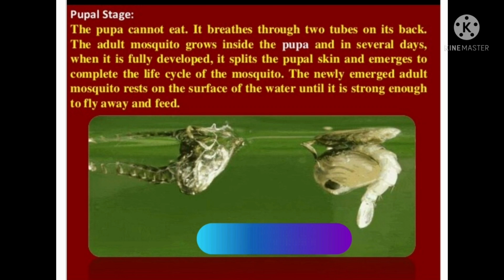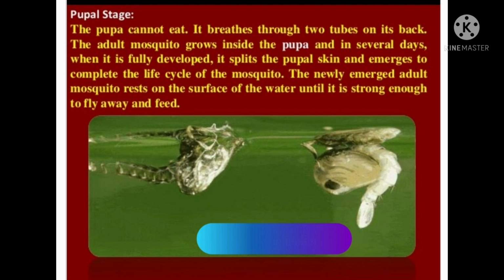So now let us take a look at the next stage, that's the pupal stage or the pupa. The pupa cannot eat. It breathes through 2 tubes on its back. So how does a pupa breathe? It breathes through 2 tubes on its back and it cannot eat.